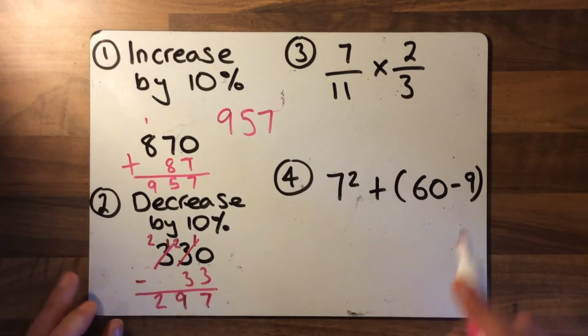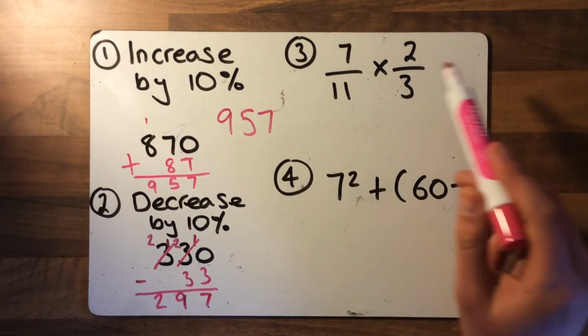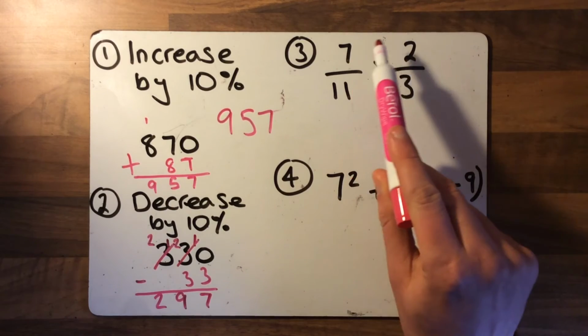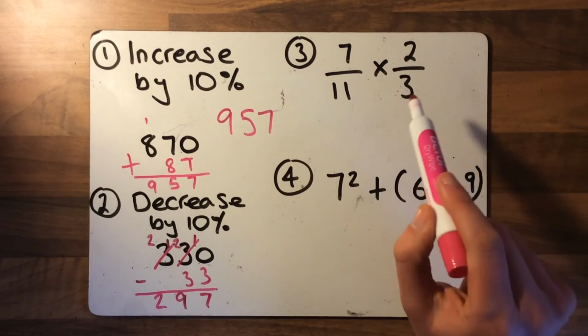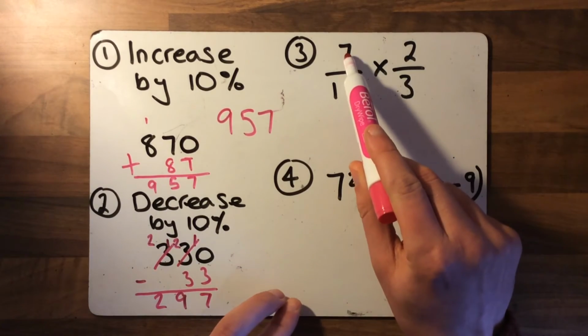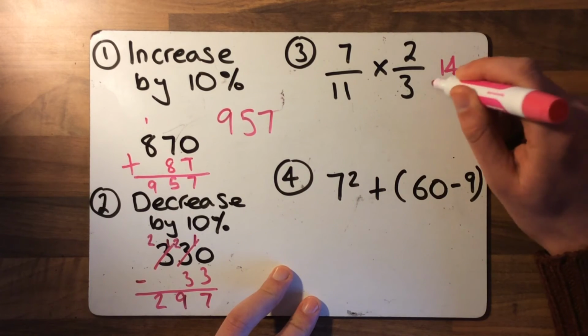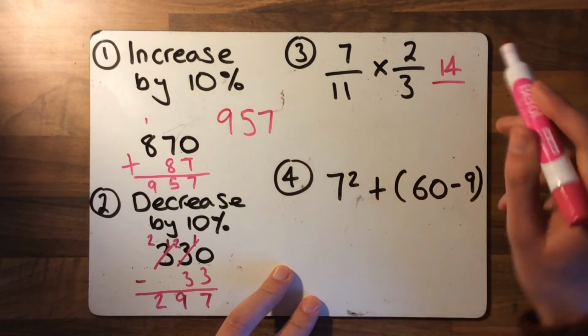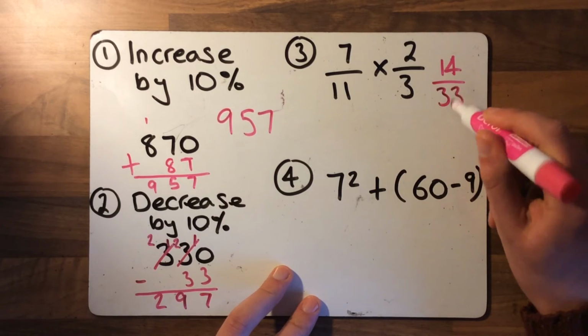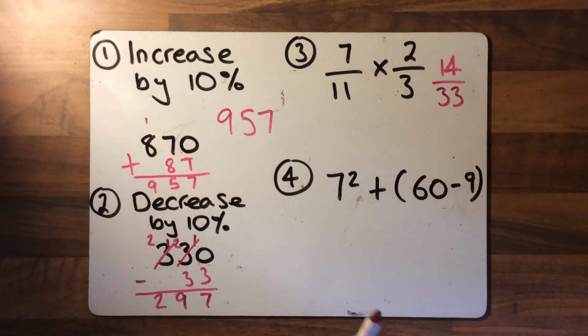Okay, moving on to number 3, a multiplication of fractions. So remember, when we do this we multiply the numerator, multiply the denominator. So 7 times by 2 gets us to 14. 11 times by 3 is 33. And it's as simple as that.